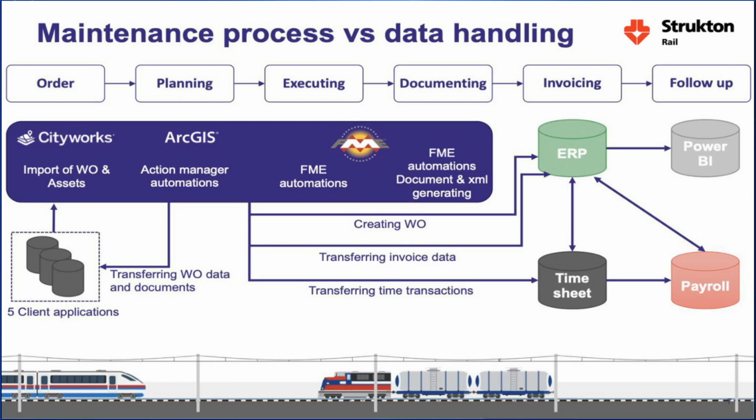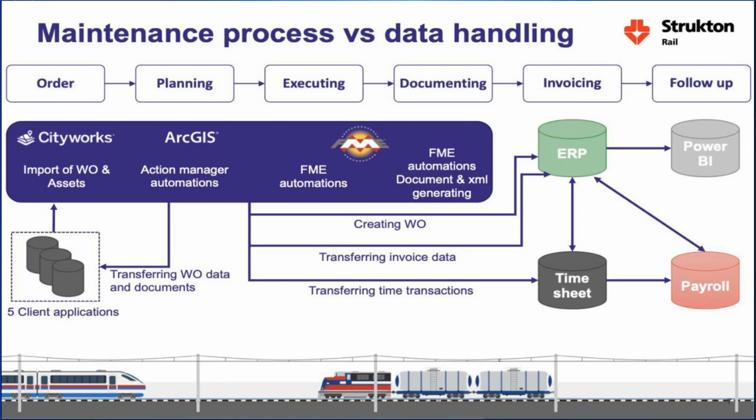So to look at their maintenance process versus data handling. Through ArcGIS, they had Action Manager and automations that were transferring work order data and documents to these client applications. And then through Cityworks, you had the import of the work orders and the assets. You have a series of FME automations, both also document and XML generating, where you have the creating of work orders heading over to the ERP, the transferring of invoice data to the ERP, and then transferring time transactions to timesheets.